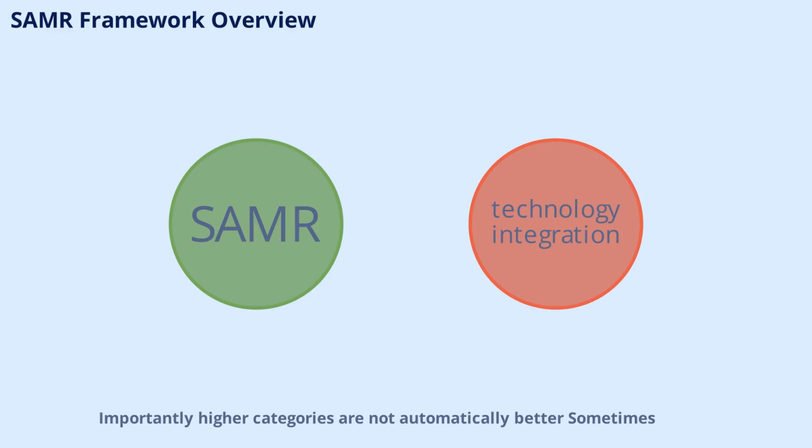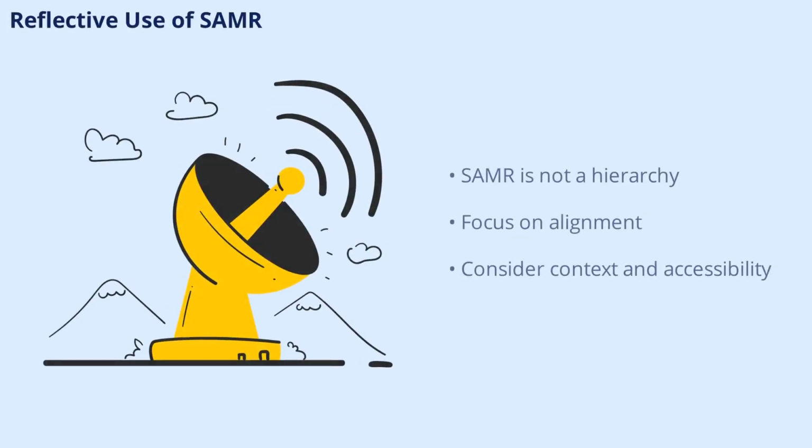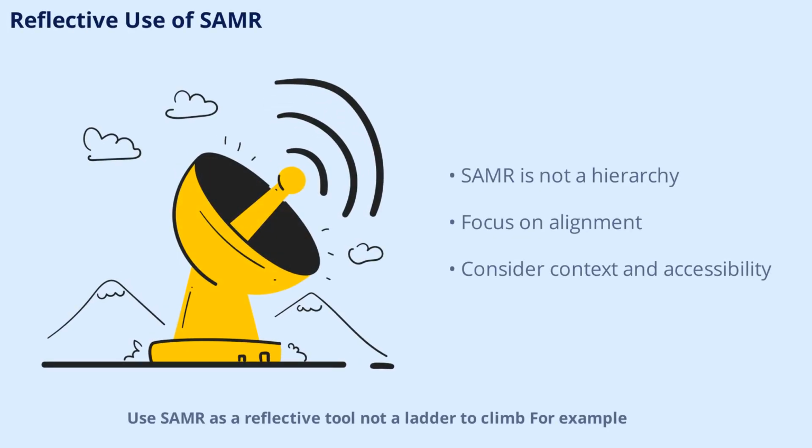Importantly, higher categories are not automatically better. Sometimes, a simple substitution is the most efficient choice for a given learning goal. Use SAMR as a reflective tool, not a ladder to climb.